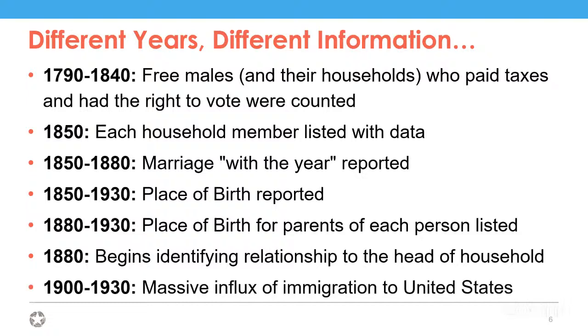And then from 1900s to 1930s, there was a massive influx of immigration to the United States. So there were added columns for a person's year of immigration to the United States. It also included columns indicating the person's naturalization status. They had answers of AL for alien, PA for first papers, so basically starting the process, and then NA for naturalized.